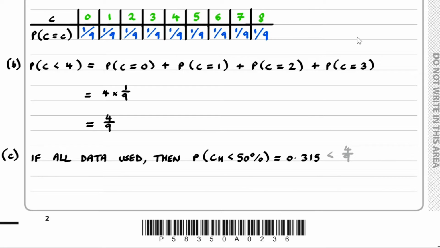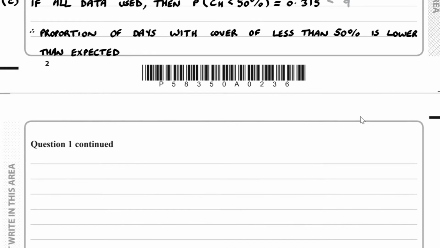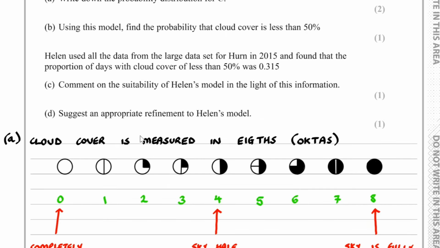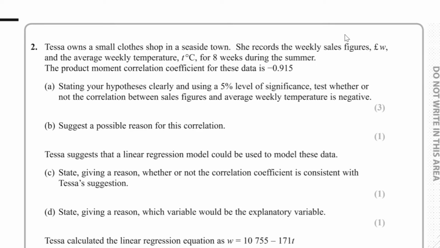And so what we can say from this then is the proportion of days with cover of less than 50% is lower than expected, and so the model may not be suitable. Now for part D, we have to suggest an appropriate refinement to Helen's model. Well, we could use a non-uniform distribution, and that's because cloud cover varies depending on month or location.